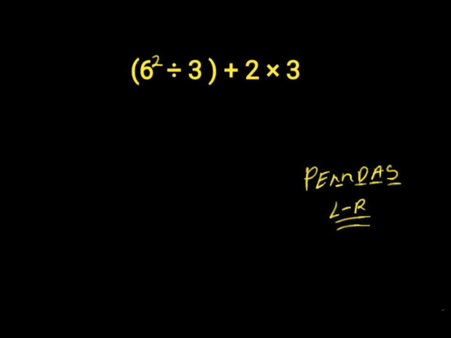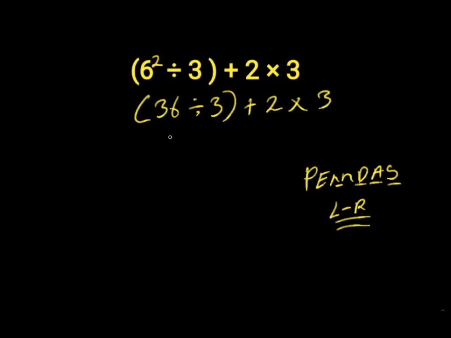First of all, we are going to solve our parentheses, and in our parentheses, we have an exponent which is 6 to the power of 2. 6 to the power of 2 is 6 times 6. 6 times 6 will give us 36. Then we have 36 divided by 3. Putting down our parentheses, plus 2 times 3.